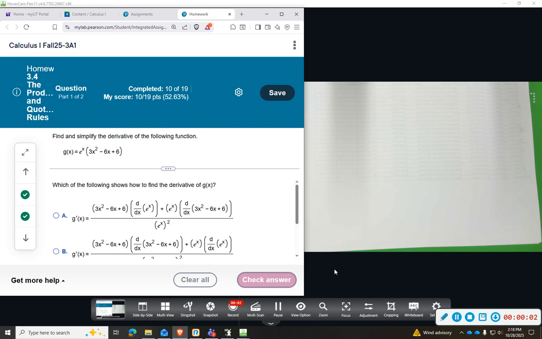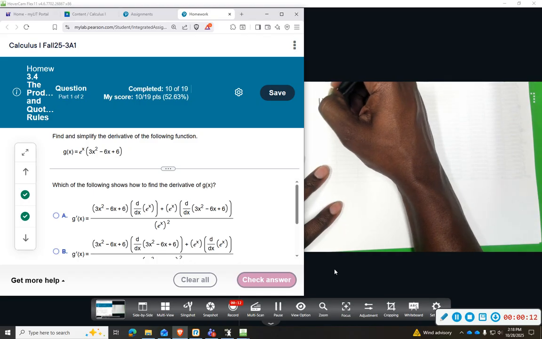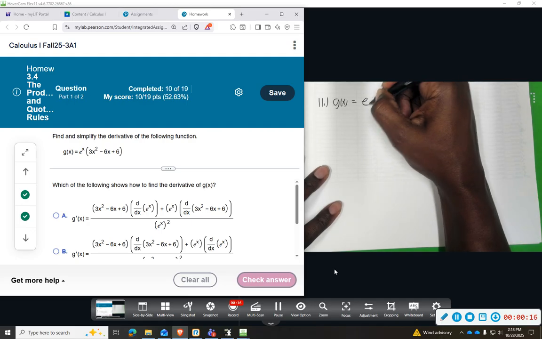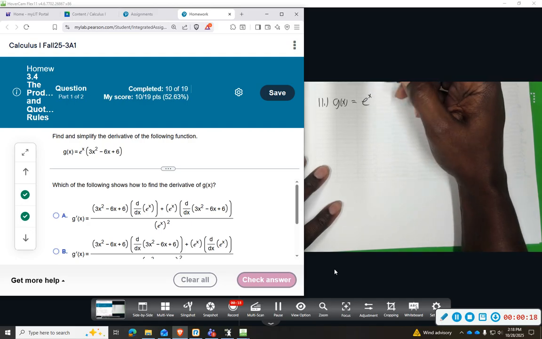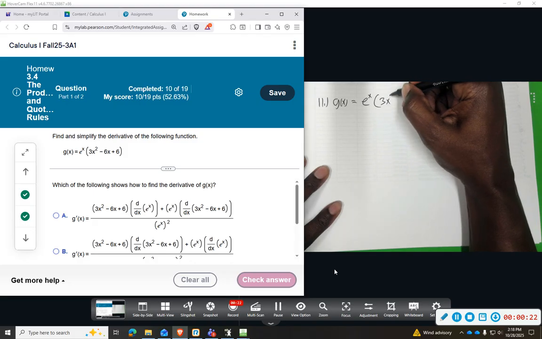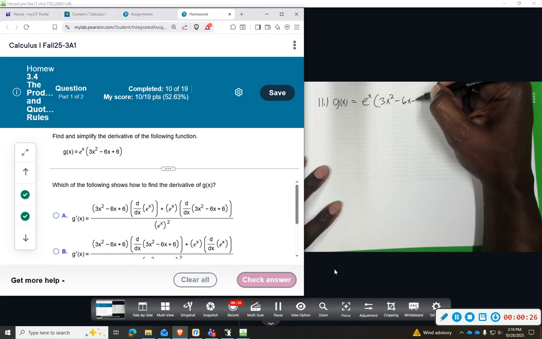All right, 11, we're going to find the derivative and simplify it. We're going to use the product rule. We got two functions with the x involved. We have e to the x times the quantity 3x squared minus 6x plus 6.